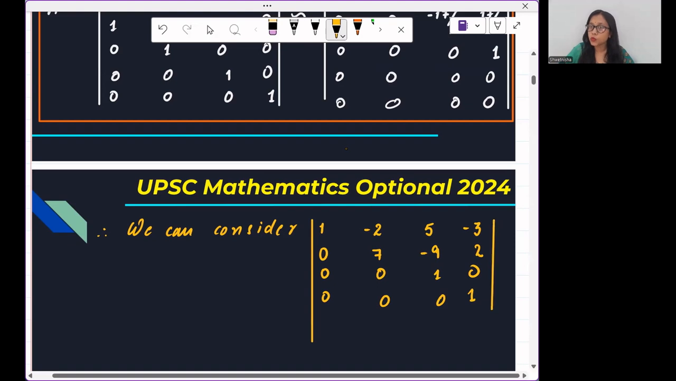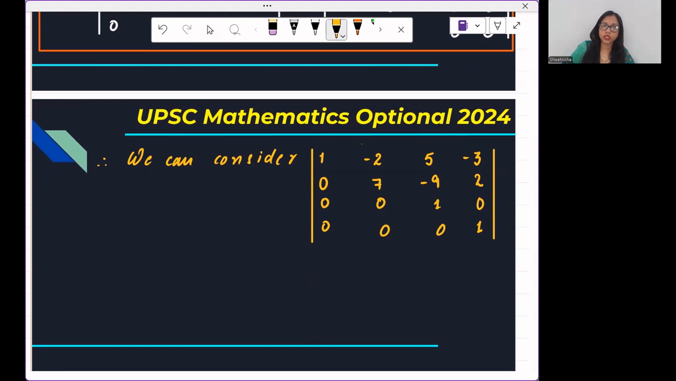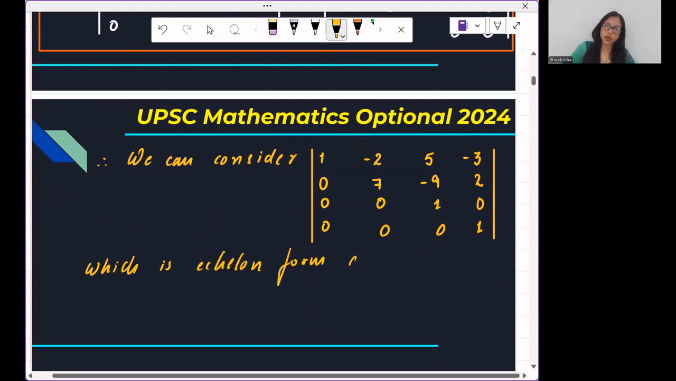I have added two more vectors which do not disturb the linearly independent property of the two vectors because it's an echelon form, and I can see the rank is full. The rank is 4. Okay? We can consider this, which is echelon form. Echelon form, it implies 1, minus 2, 5, minus 3, 0, 7, minus 2, 2, 0, 0, 1, 0.